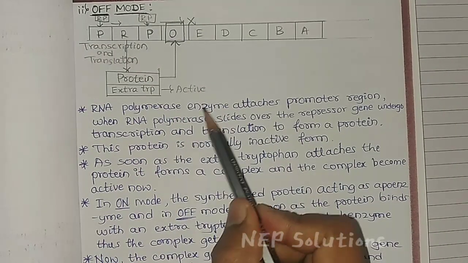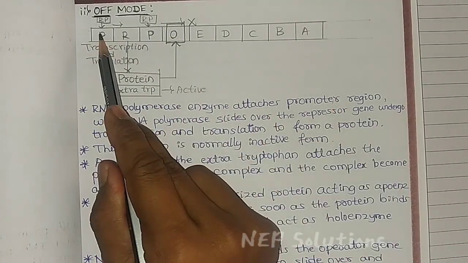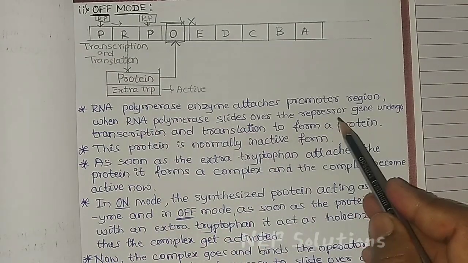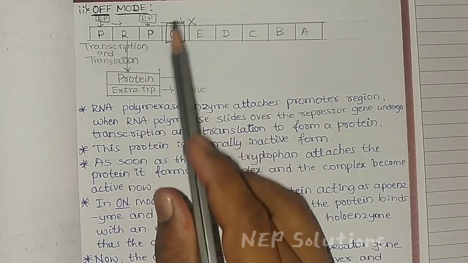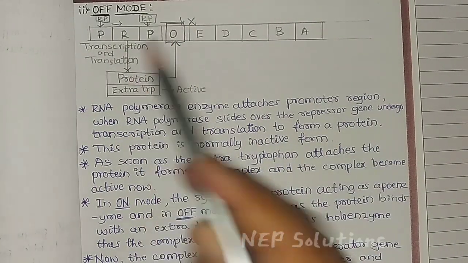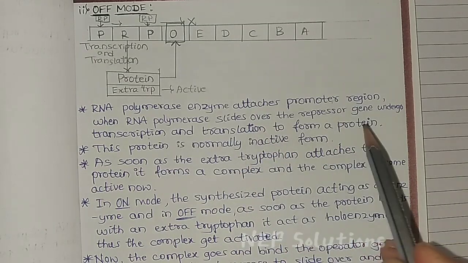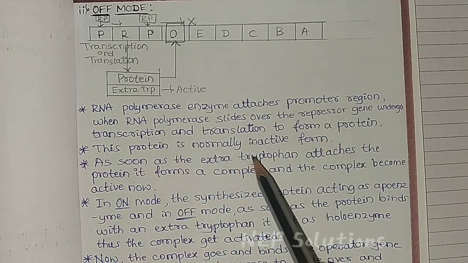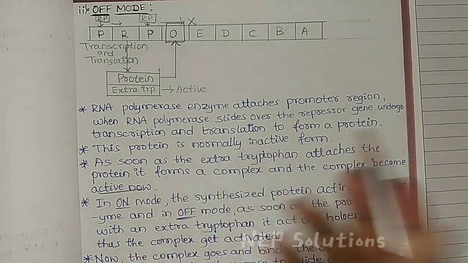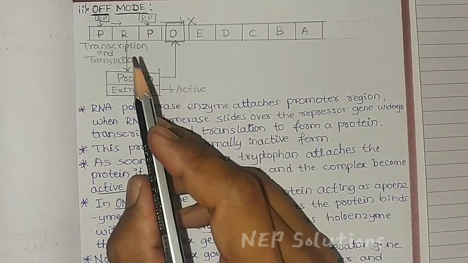When RNA polymerase enzyme attaches to the promoter region, then RNA polymerase slides over the repressor gene and undergoes transcription and translation to form a protein. This protein is normally in inactive form. As soon as the extra tryptophan attaches to the protein, it forms a complex and the complex becomes active. It will become active when extra tryptophan attaches to it.